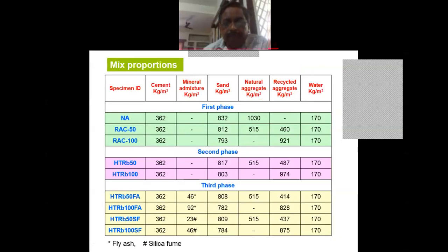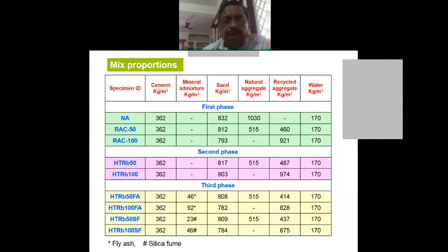So we have gone through different phases. In the first phase, we took natural aggregate and replaced it with 50% and 100% RCA, recycled concrete aggregate. We used around 0.47 water cement ratio. Even if you see, the natural aggregate is around 1030 kg per cubic meter, whereas recycled aggregate, when we replace 100%, is only 921. This is because its specific gravity is lower, so a volume adjustment has to be done.